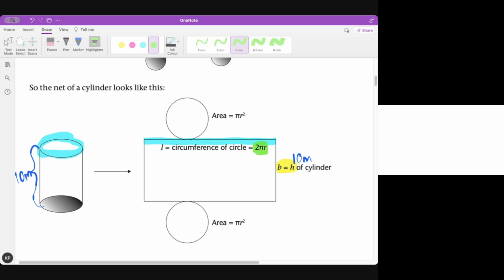Does that make sense, guys? Can I get a thumbs up on that? The length of the rectangle that you now have is the circumference of your circle because it went all the way around the circle on the outside.